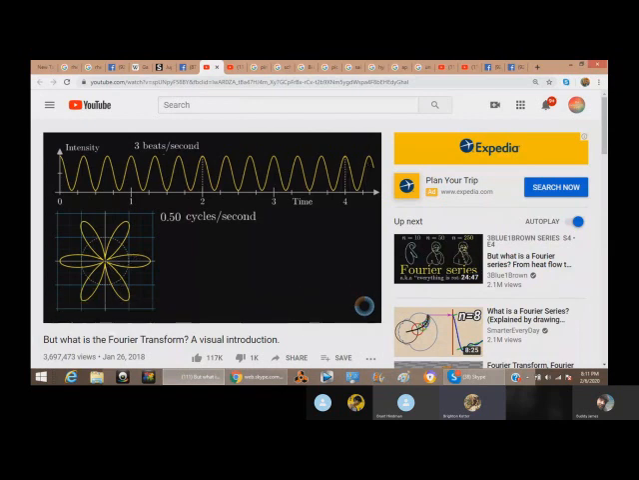So this is important. There are 2 different frequencies at play here. There's the frequency of our signal, which goes up and down 3 times per second. And then, separately, there's the frequency with which we're wrapping the graph around the circle, which at the moment is half of a rotation per second. But we can adjust that second frequency however we want. Maybe we want to wrap it around faster.